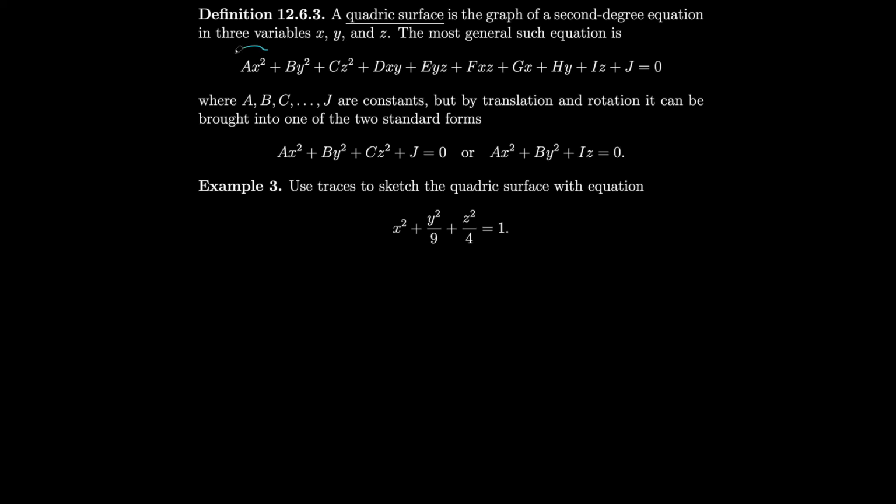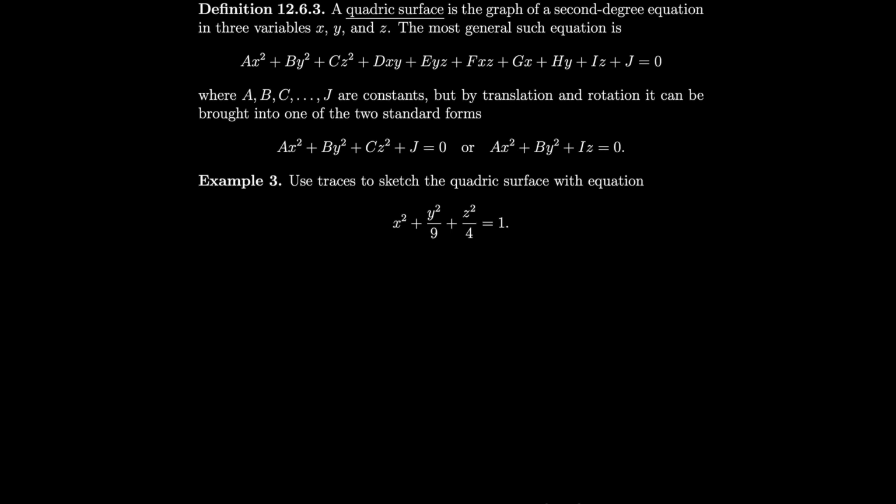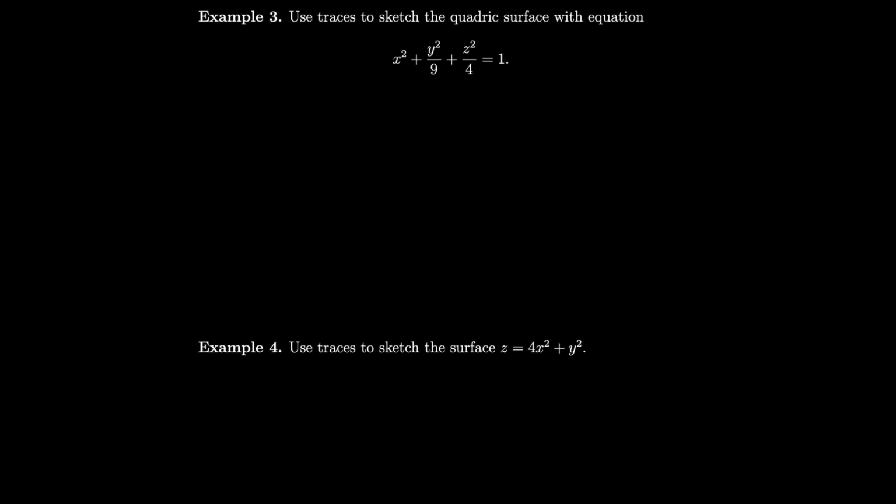This is just what you get when you do x minus something and then square it, and then you distribute everything out, or y minus something, etc. So as an example, let's use traces to sketch the quadric surface with this equation. Remember that rulings were lines parallel to a certain line that you build up your cylinder out of, but traces are just slices. So let's see if we can identify some slices of this thing.